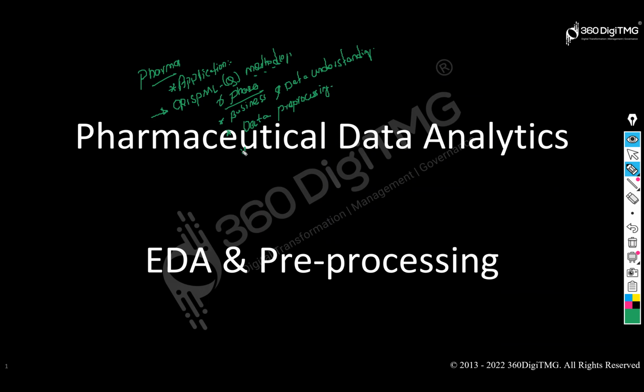What is phase 3? Phase 3 is model building, where we build the model with supervised and unsupervised learnings.